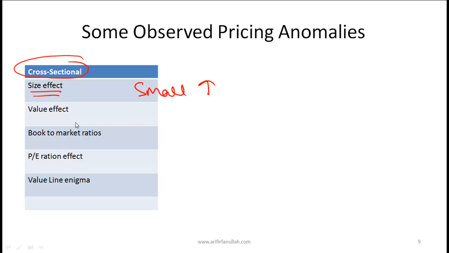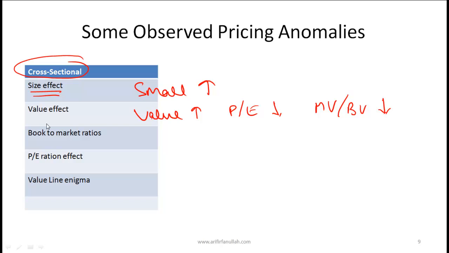The value effect implies that value stocks tend to outperform, say, growth stocks. And this is, as a quick recap, value stocks refers to companies where the price earnings ratio is relatively low, or the market value to book value ratio is relatively low. Some studies have shown that in general value stocks outperform growth stocks.